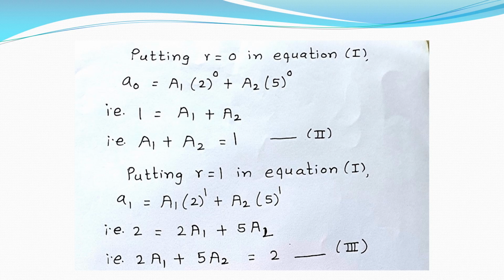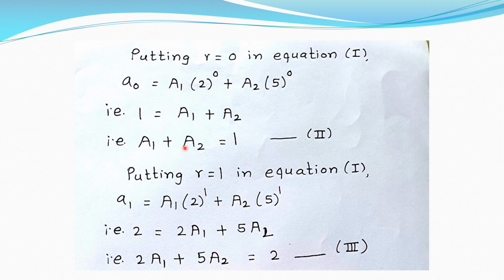Now initial conditions A0 and A1 are given. So first we put R is equal to 0 in equation 1. So we get A0 is A1 into 2 raised to 0 plus A2 into 5 raised to 0. But these two values are 1. So A1 plus A2 is equal to 1, where A0 equal to 1 is given in the problem. Now we call this equation as equation number 2.